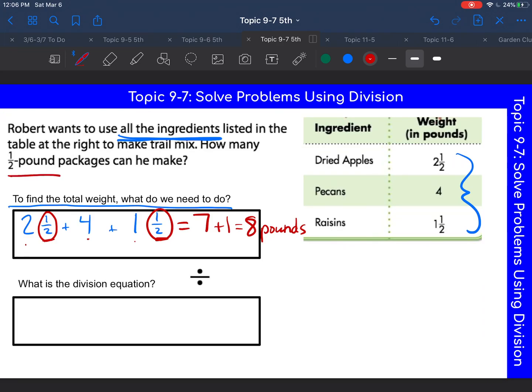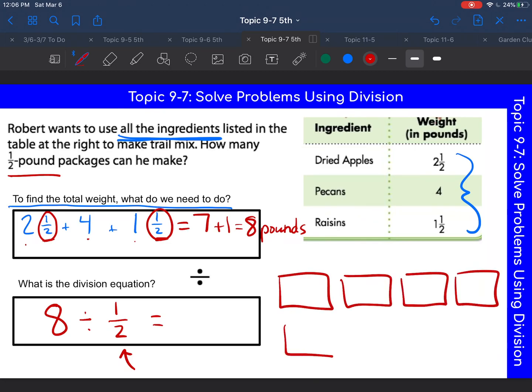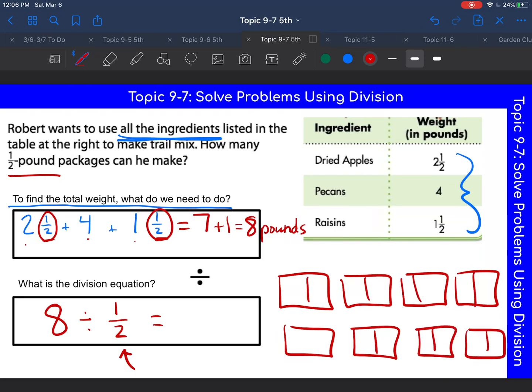We're trying to figure out how many half-pound packages. Well, what are we starting with? Are we dividing 8 pounds or are we dividing half-pound packages? We're dividing 8 pounds into how many half-pound packages. So how many halves are in 8? So again, we could model this drawing 8 wholes and then dividing each whole into half. Or we can do the KCF method, keep, change, flip, whichever one you would like to do. So I'll show you both. We have keep, change, flip, which is 2 over 1, or just 2.